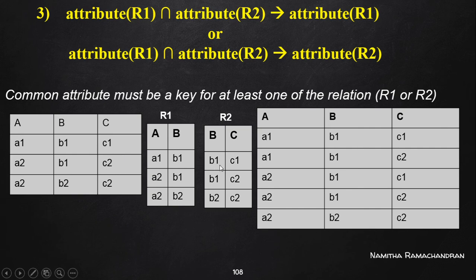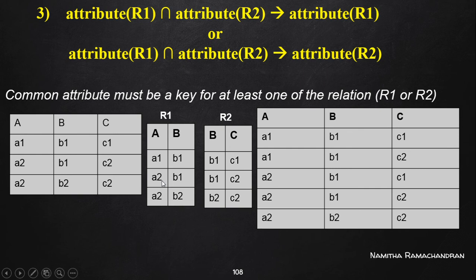A1 B1, here there exists a match between B values. So A1 B1 C1, A1 B1 C2. Then we don't want to consider this particular row because here the value is B2 and here the value is B1. There exists no match between B values. We don't want to consider that particular tuple.